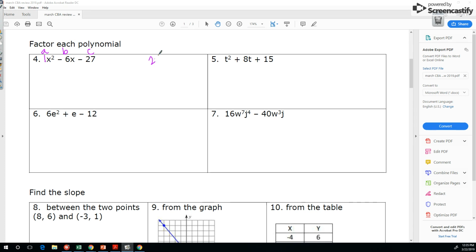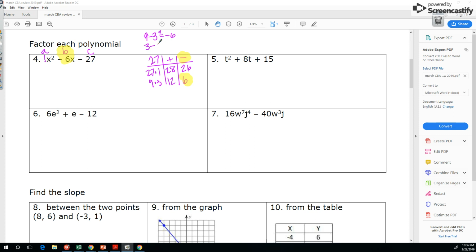So A times C is 27, and I'm going to list out my factors. So 27 is 27 times 1 and 9 times 3. If I add, I get 28, and if I subtract, I get 26. If I add, I get 12, and if I subtract, I just get 6. And that's exactly what I was looking for. My B value is actually negative 6. So now I have to think to myself, how do I get negative 6 from 9 and 3? Is it 9 minus 3 that's negative 6?